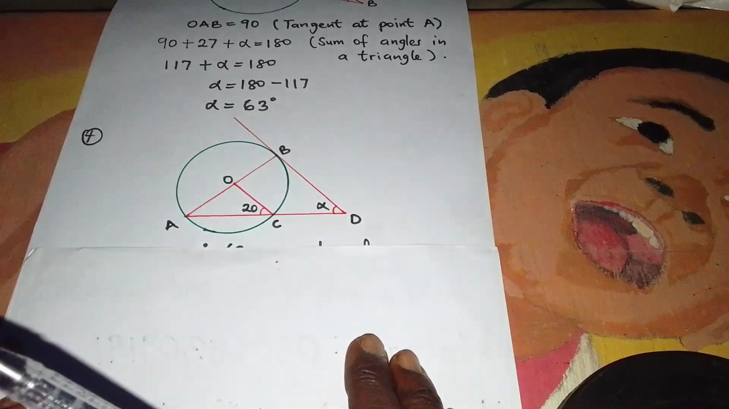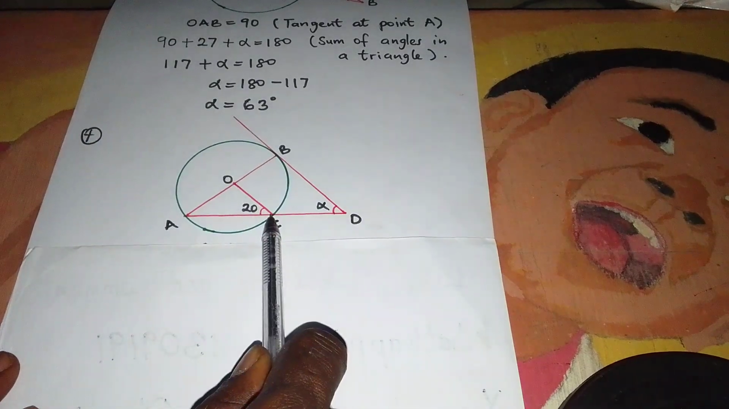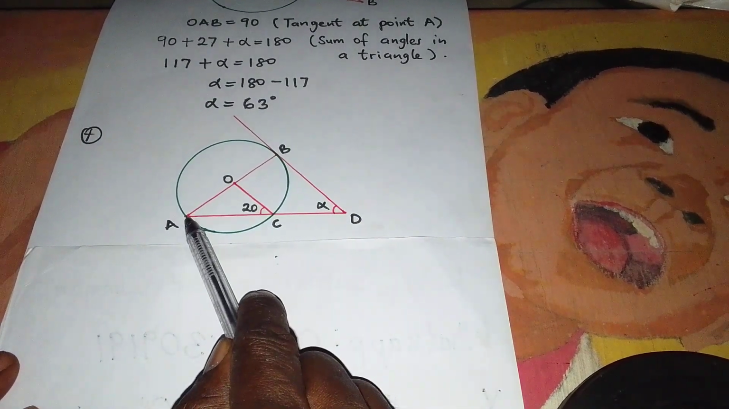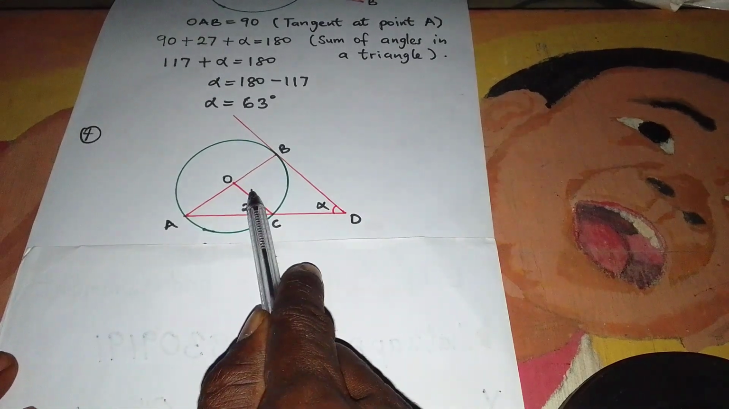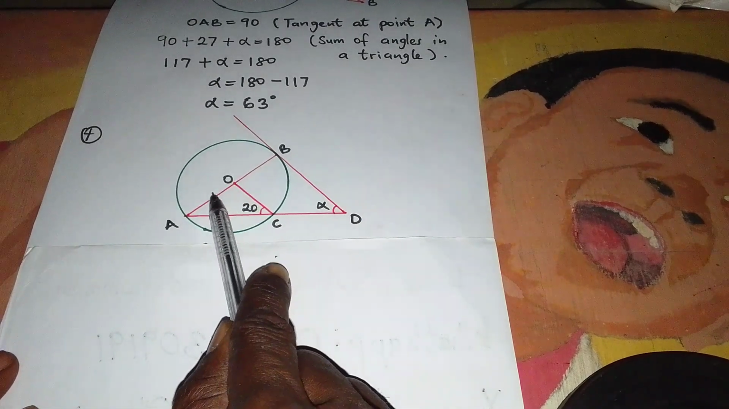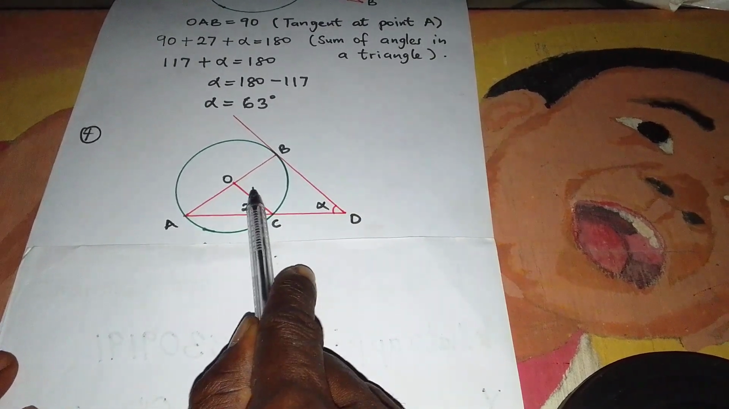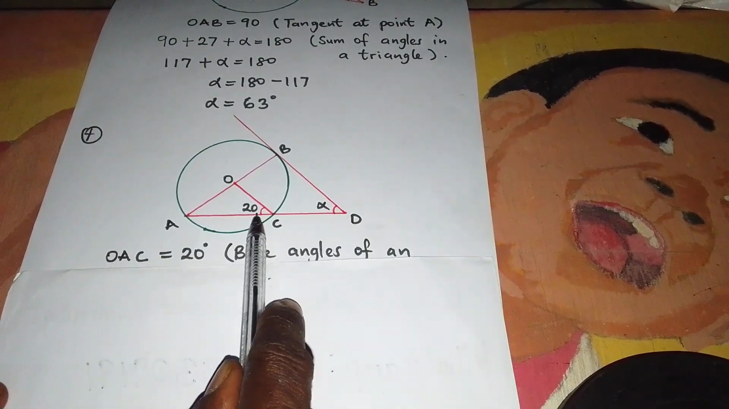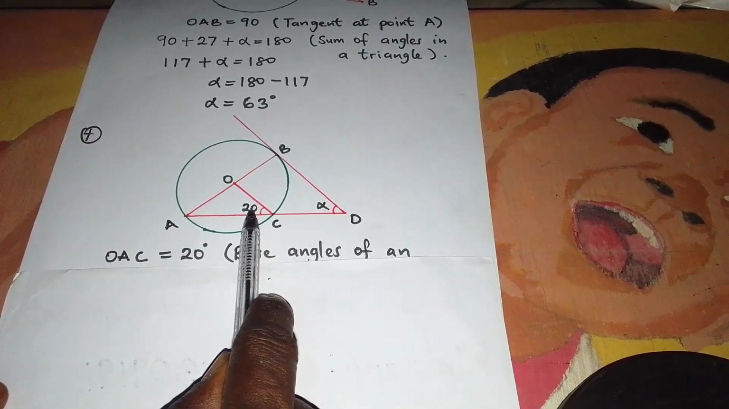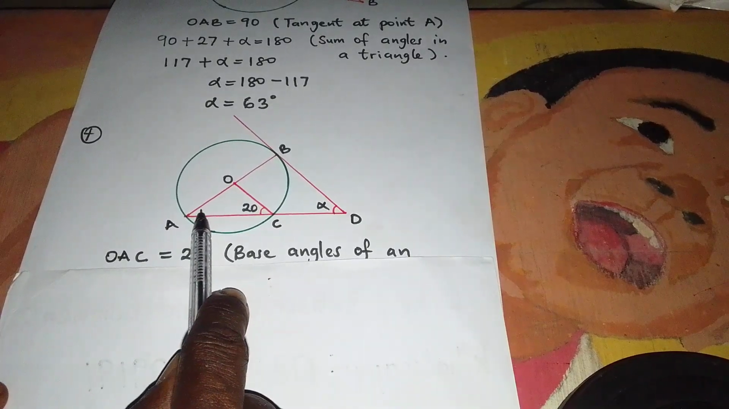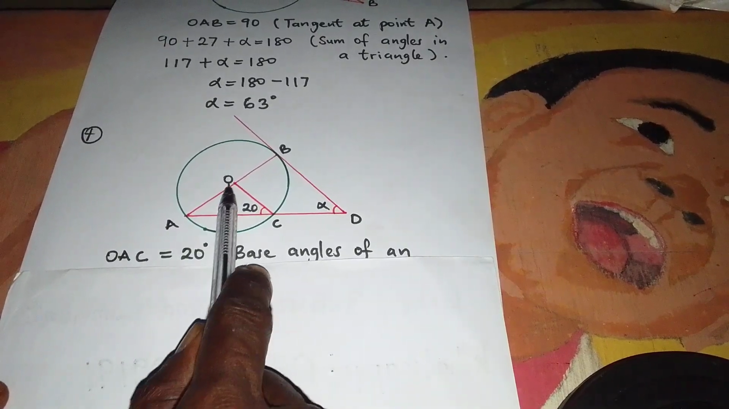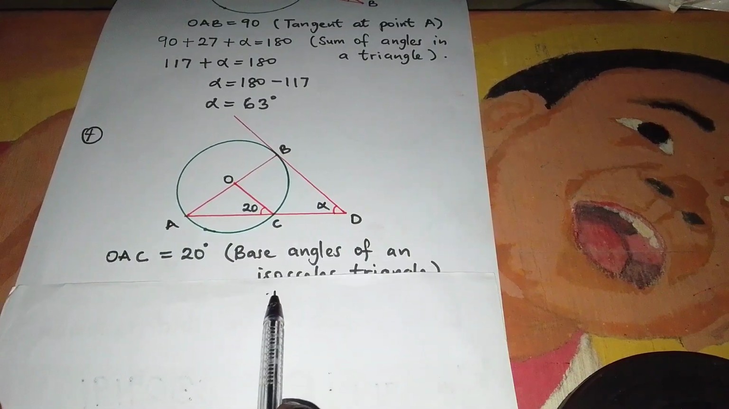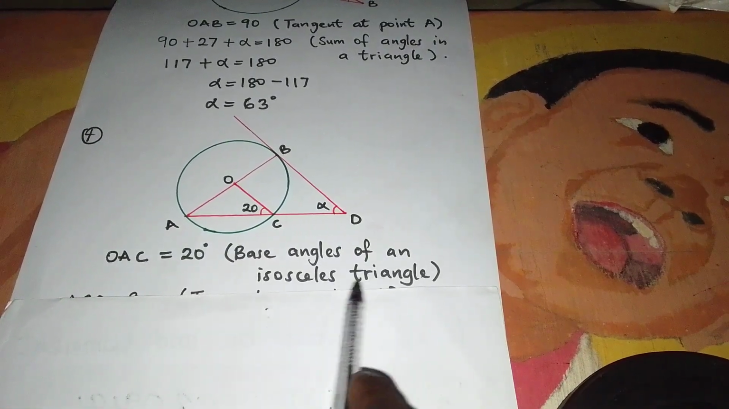But before you do that, you realize that since this is the radius of the circle here, from here to this place is also the radius. This will give us what? An isosceles triangle. If this gives us an isosceles triangle, then the base angles will be what? 20 degrees. So if this is 20, this also will give you 20 degrees. So angle OAC will also be 20 degrees. Why? Base angles of an isosceles triangle.